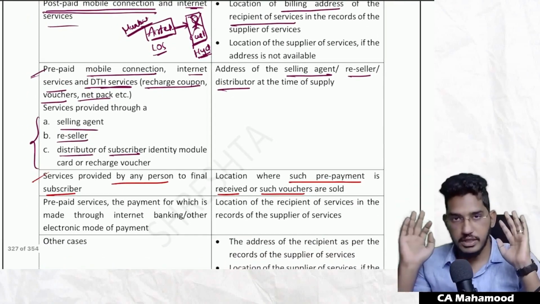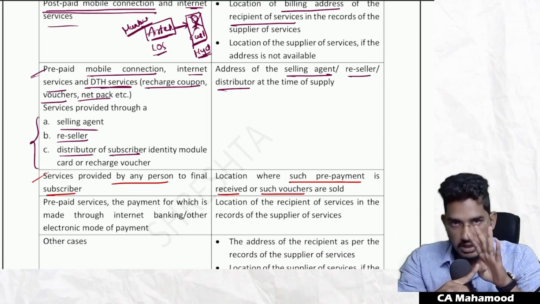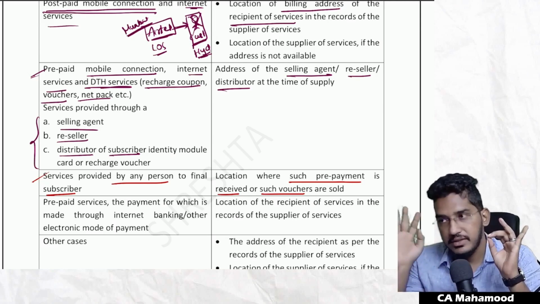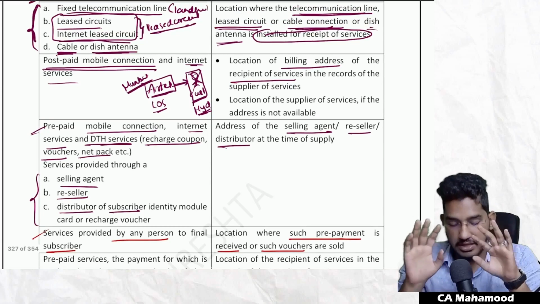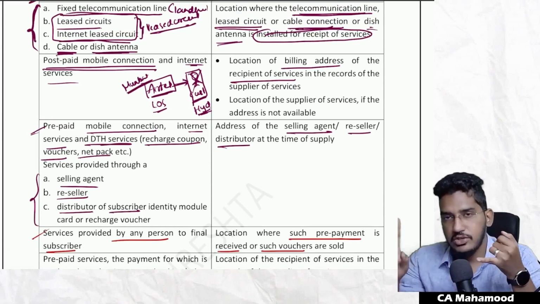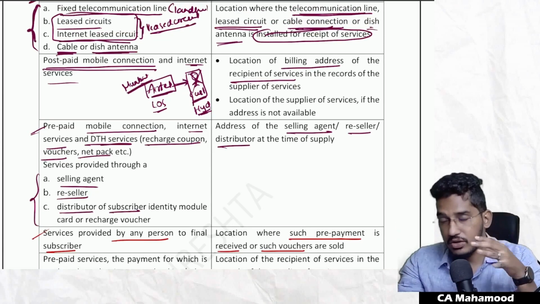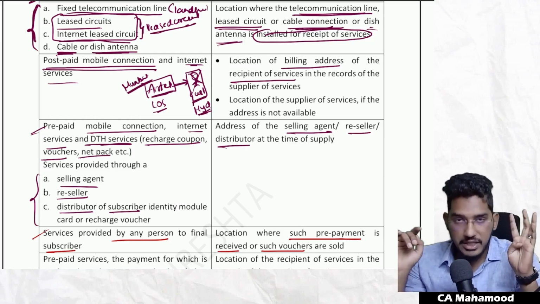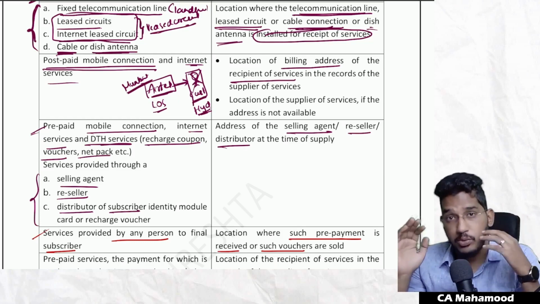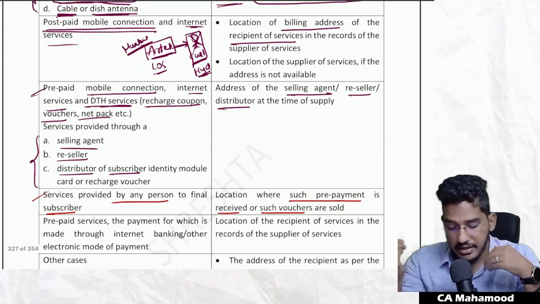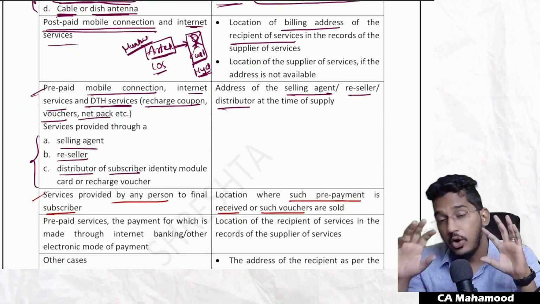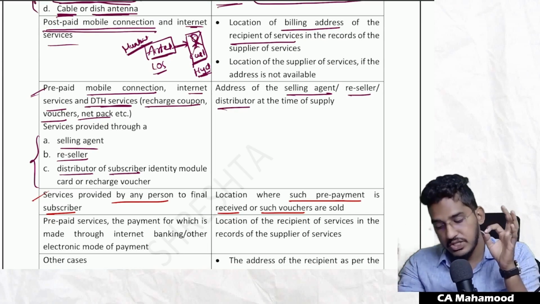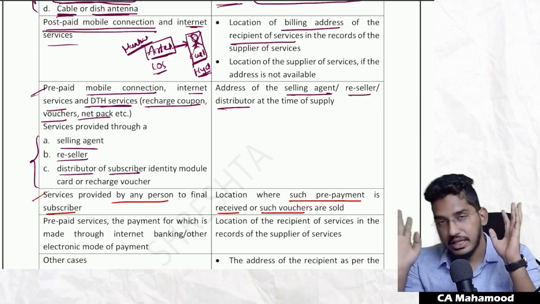Understood everybody? So what we have understood in telecommunication services till now: number one, fixed telecommunication line, leased circuits, dish, cable or antenna, the place of supply is the place where these things are installed. Postpaid mobile connection and internet services, the place of supply will be the location of billing address of the recipient if available in the supplier's record. If not available, location of supplier of services. Number three, prepaid mobile connection, internet services and DTH services which are provided through selling agent, reseller, distributor or subscriber identity module card or recharge voucher. Nothing but the transaction happening between agent and the company. The place of supply will be the location of address of that selling agent, reseller, distributor at the time of supply.